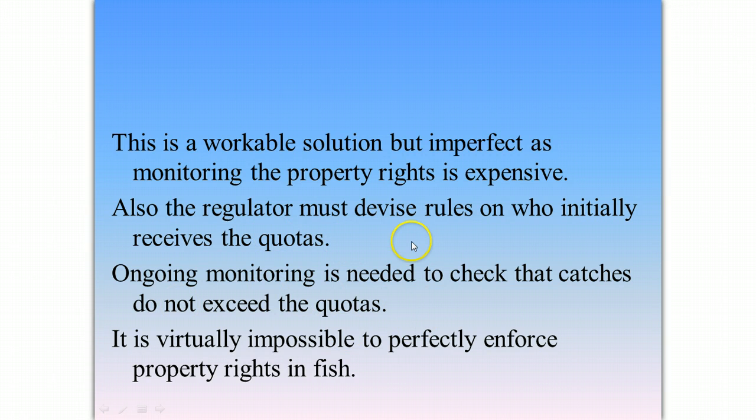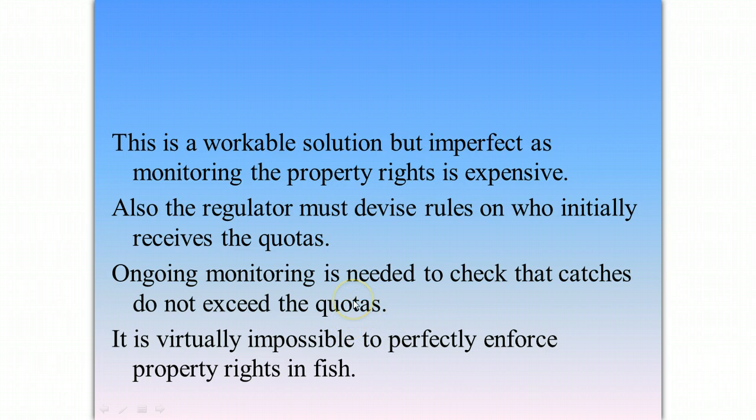Also, the regulator must devise rules on who initially receives the quotas. So this is a big thing from an Irish perspective, and from time to time you'll see Simon Coveney pop up in the news about a quota negotiation. He's gone to the Council of Ministers, or Fishery Ministers in the EU, reaching quota agreements, and then ongoing monitoring is needed to check that catches do not exceed the quotas.